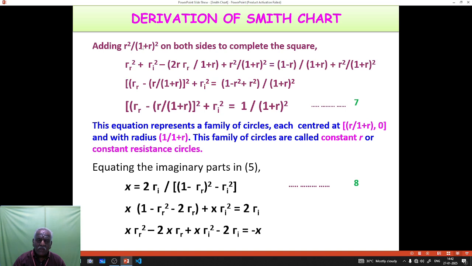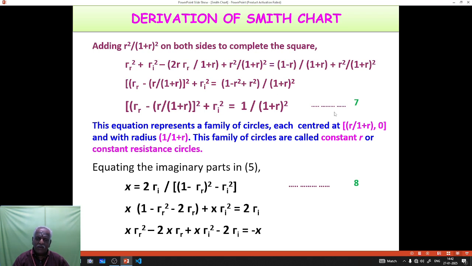We add r squared divided by (1 plus r) the whole squared on both sides to complete the square. That means we want to bring this equation to a standard form. Therefore we add this term, r squared divided by (1 plus r) the whole squared, to both sides of the equation.